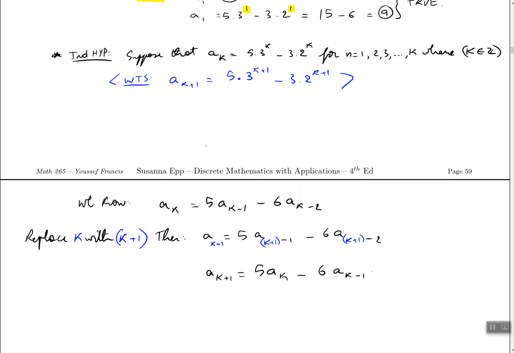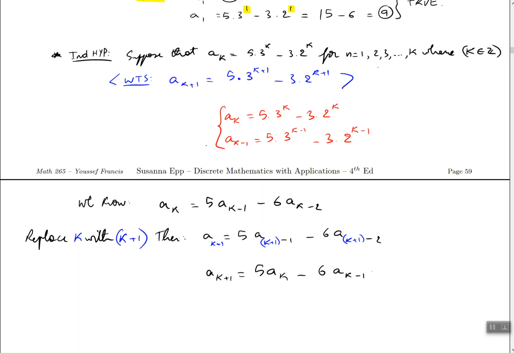So we can make that substitution, and similarly, we can get information about a_{k-1}. So I'm just going to record that on the paper over here. a_k is actually 5 times 3^k minus 3 times 2^k. And also, a_{k-1} is a similar format. It's 5 times 3^(k-1) minus 3 times 2^(k-1). How come? Why do we know this?